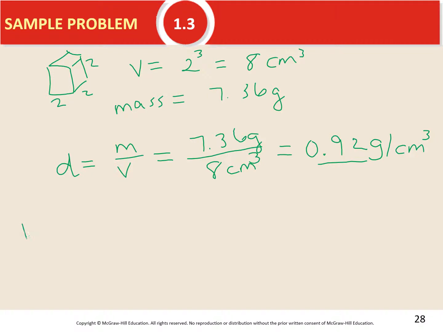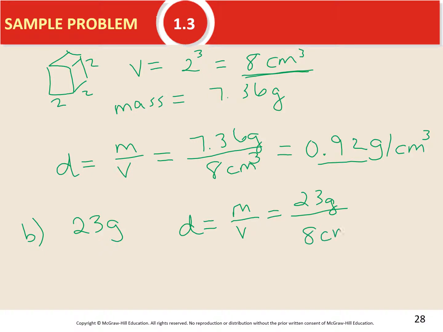If it were 23 grams, go ahead and pause this and see if you can figure out the density at 23 grams. Same volume of ice. So that's D equals M over V. 23 grams divided by 8 cubic centimeters is equal to 2.875 grams per cubic centimeter. Okay, simple as that.